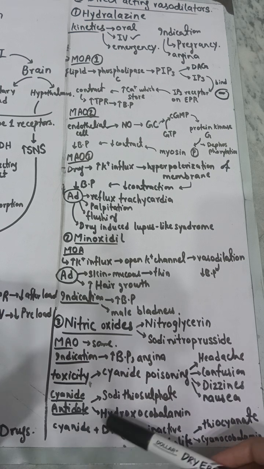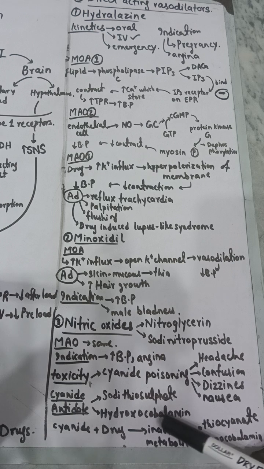Second, the cyanide will react with the hydroxocobalamin. Hydroxocobalamin is a type of synthetic vitamin B12. So it will react with it and produce an inactive metabolite called cyanocobalamin, which is much less toxic and will be released out of your body.